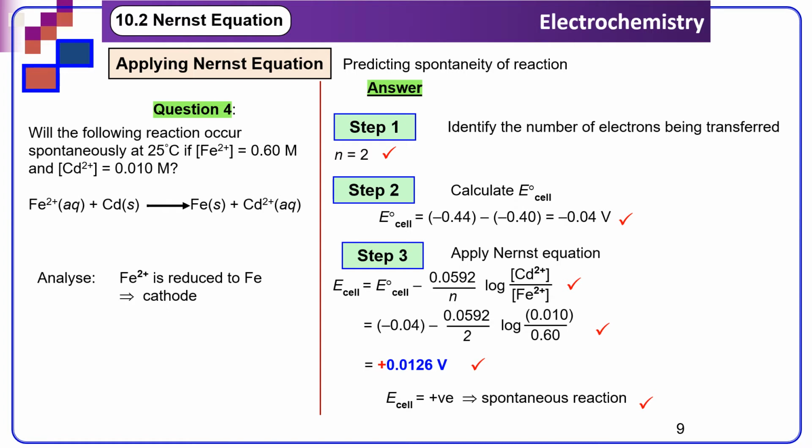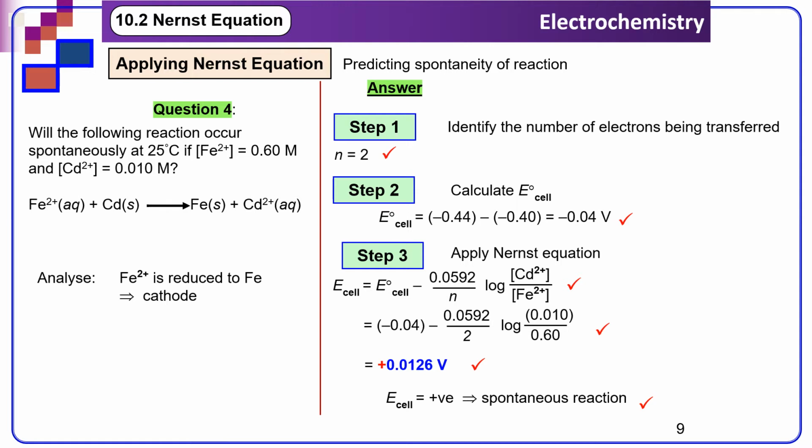Okay, contoh keempat, predicting the spontaneity of reaction. Will the following reaction occur spontaneously at 25 degrees Celsius if the concentration of iron 2+ is 0.6 molar, concentration of cadmium ion is 0.01 molar. Dia bagi kita equation. So, bila dia bagi kita equation, jadi kita boleh determine anode cathode daripada equation yang diberikan. Okay, so di sini Fe2+ akan jadi Fe. Cadmium atom akan jadi cadmium 2+.